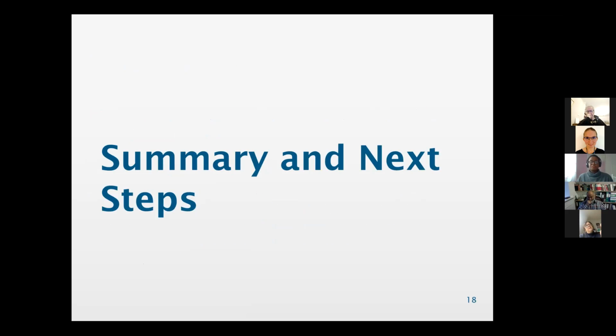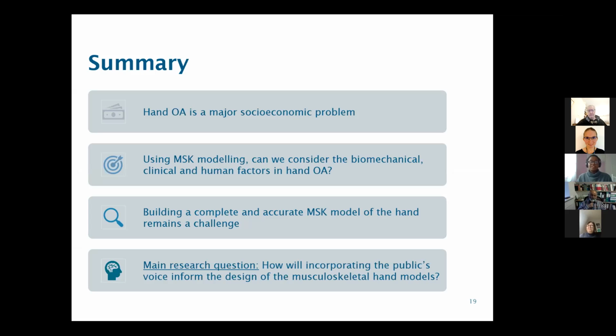To summarize and also talk about the next steps, hand OA presents a major socioeconomic problem and a barrier to healthy aging, thus compromising a patient's daily life. MSK modeling is a tool that we hope to use to further our understanding of hand OA, and we also hope to consider all of the angles, the biomechanical side, the clinical side, and the human side in hand disease, so that we can further enhance our MSK model. It's very important to say that building a complete and accurate MSK model of the hand remains a challenge, and its oversimplification is what makes it the most limiting.